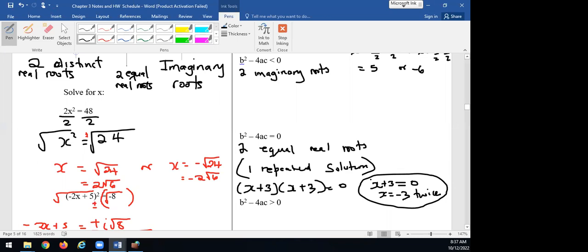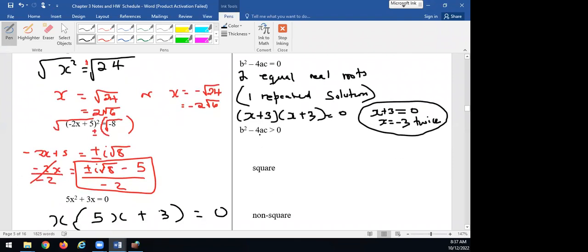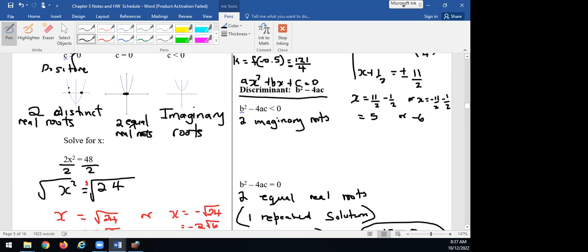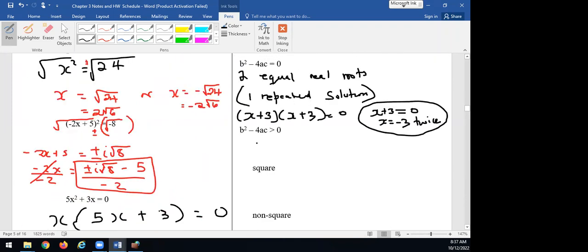And then finally, we have b squared minus 4ac. Whenever our discriminant is positive, what did we say happens? For example, in this case, what happens here? Two distinct real roots. So write that down.